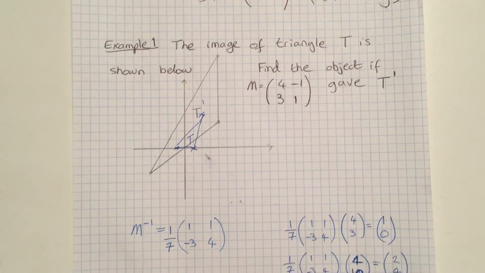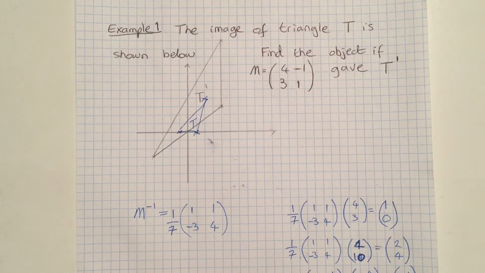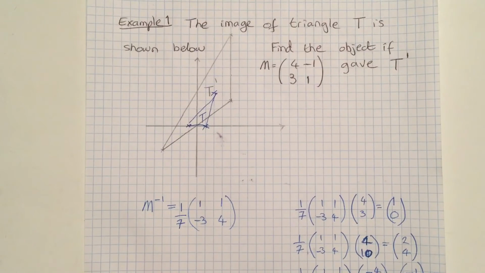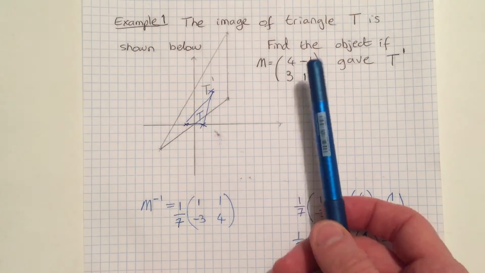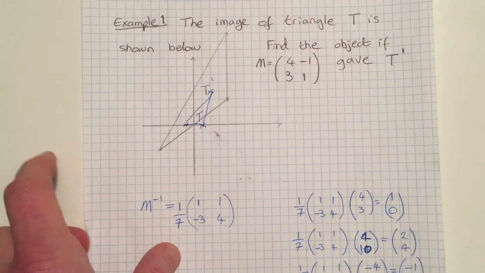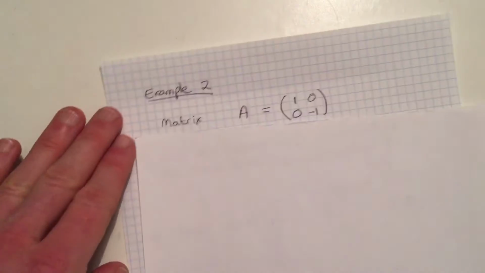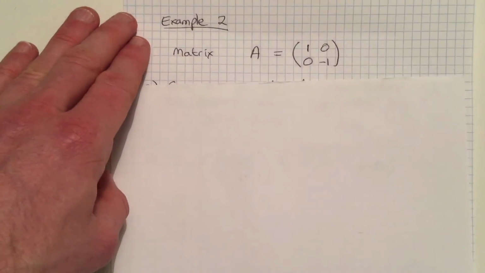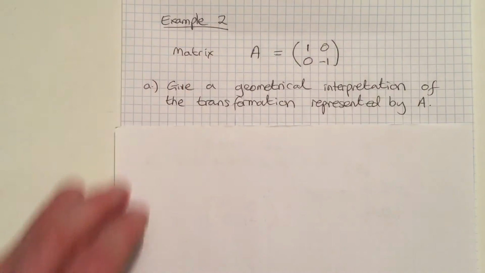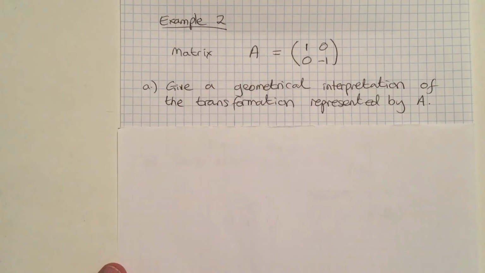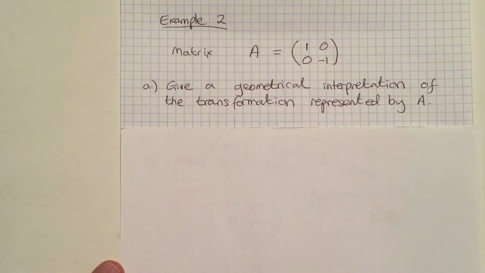So basically, if you want to work out the original coordinates before a transformation, all you need to do is multiply by the inverse matrix. Second example, we've been given matrix A here. The first part of the question says to give a geometrical interpretation of the transformation represented by A.